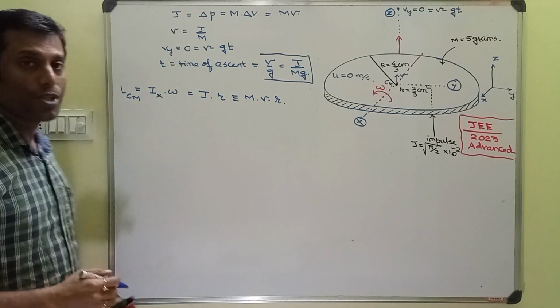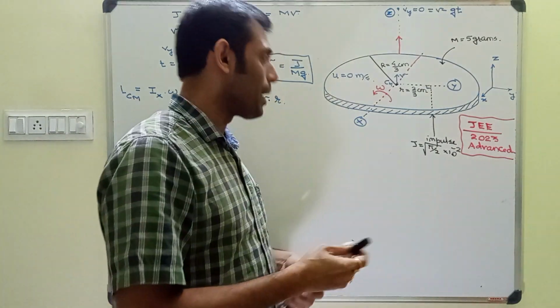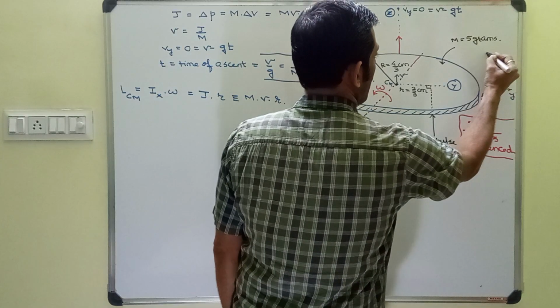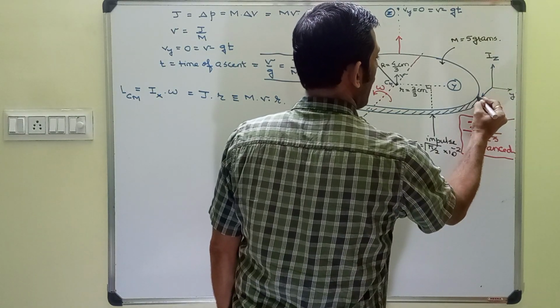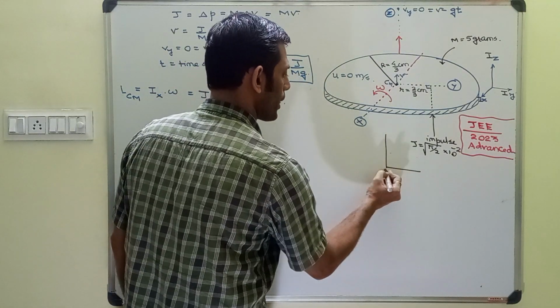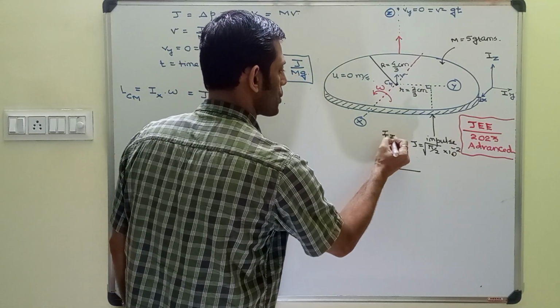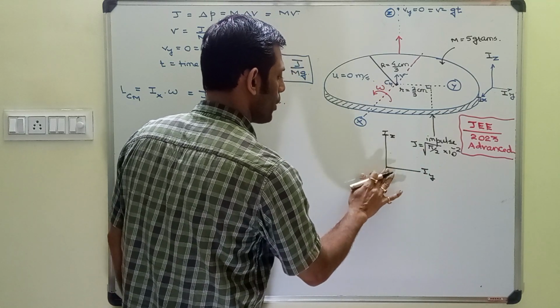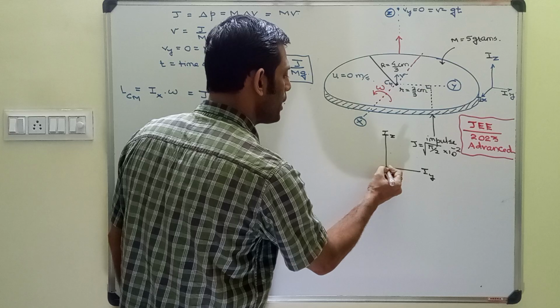Now but how much is Ix? Here we have to apply perpendicular axis theorem. Now observe this. I of z, I of x and I of y, they are related on a perpendicular axis theorem basis. Iz and Iy and Ix will be all related. And how will they be related?